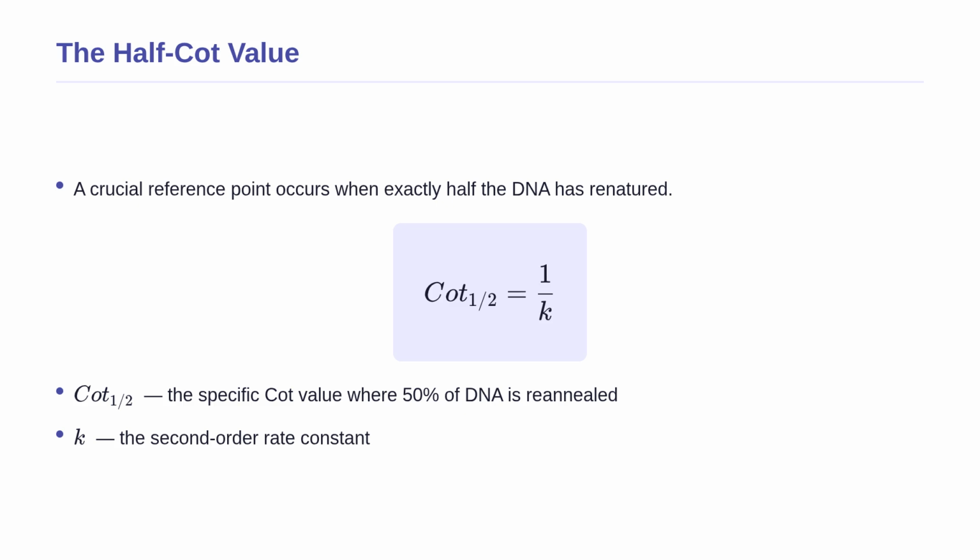The symbol COT 1/2 represents the specific COT value at which 50% of the DNA has reannealed. The symbol k is the rate constant. Because complex genomes have a very low rate constant, they will naturally have a very high half-COT value. Therefore, this value acts as a direct mathematical measure of genomic complexity.